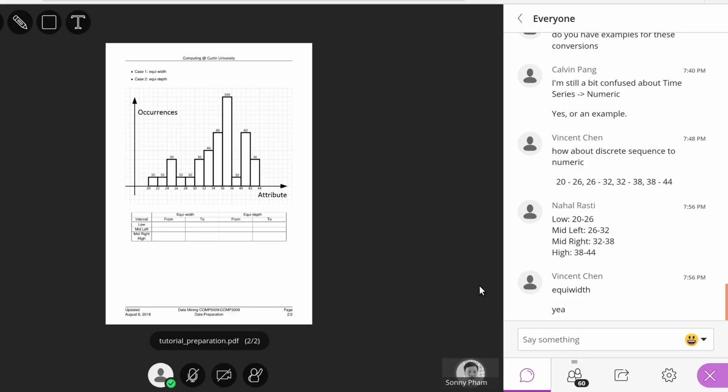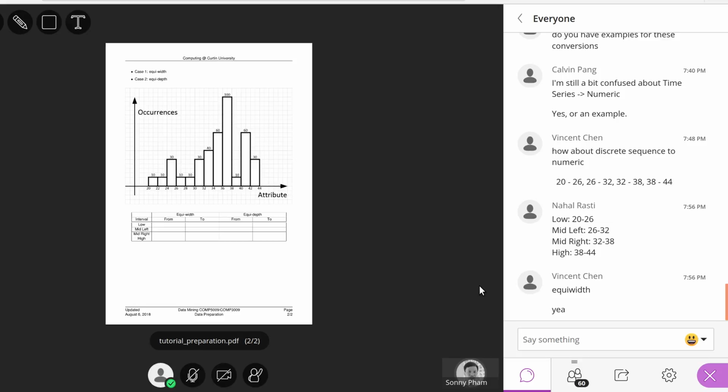So the first one should be this block, which is 3. So 20 to 26. Yeah, that's correct. And then the next one is 26 to 32. And the next one is 32 to 38. And the last one is 38 to 44, right? So yeah, I think I have two correct answers on the screen. Yeah, thank you very much.